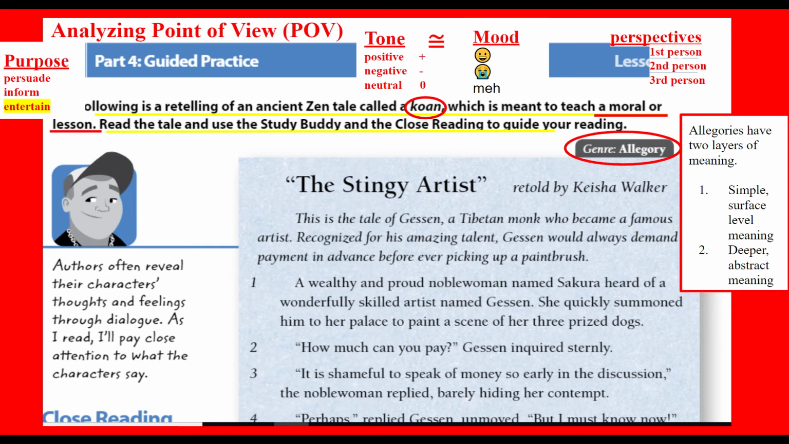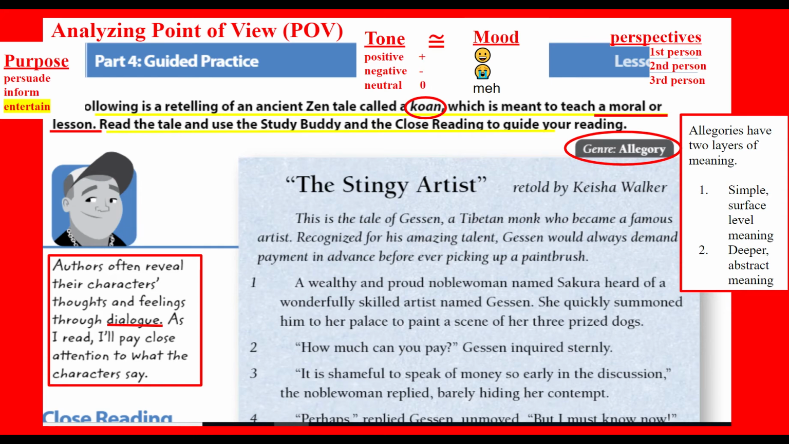Okay, so our directions have also told us. Actually, let me pause. Let's look at the title of the story next. Sorry, guys, getting a little ahead of myself. Oh, nope, we're gonna look at the study buddy. Sorry, getting a little ahead. So, our directions tell us that we need to look at the study buddy and our close reading to guide us as we're reading. So the first thing we need to look at is the study buddy. Got to look at that first, because the study buddy is going to give us some hints and tell us what we need to look for as we read the story.